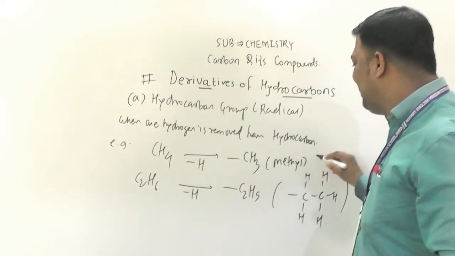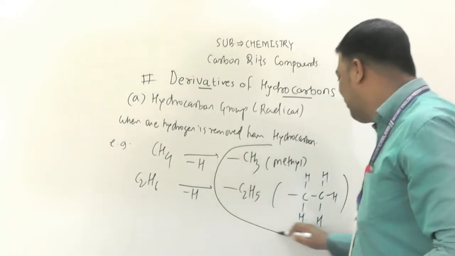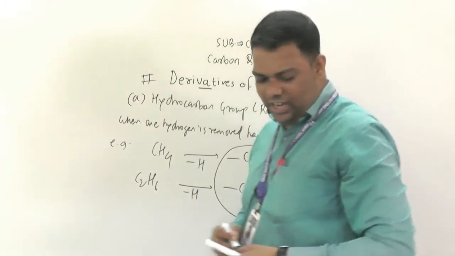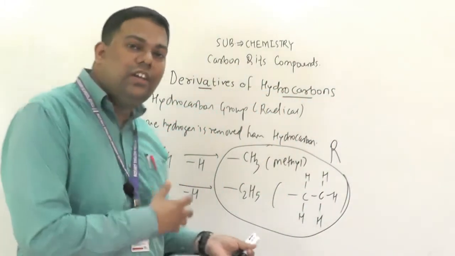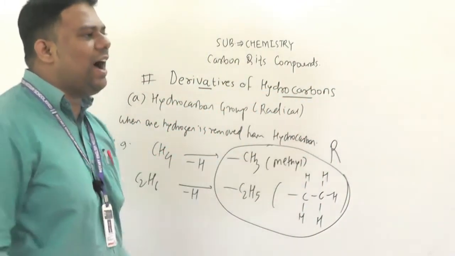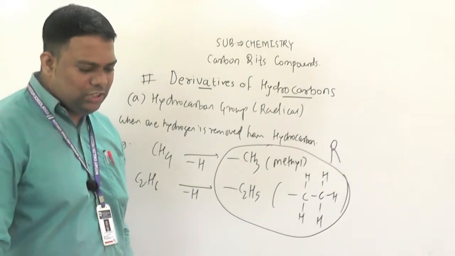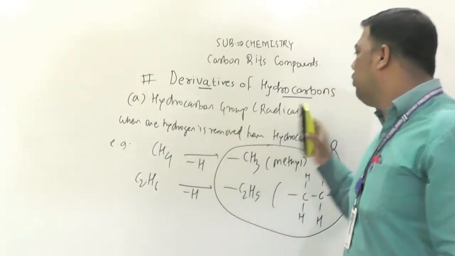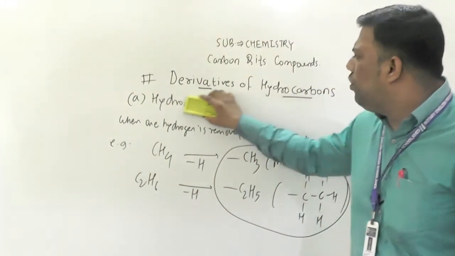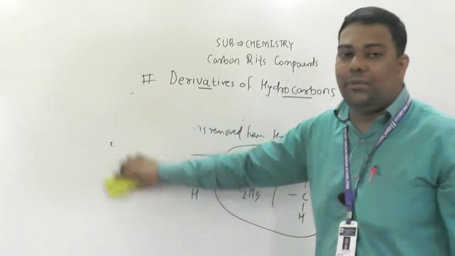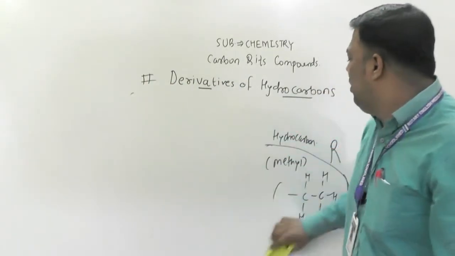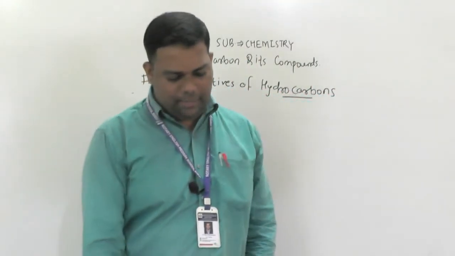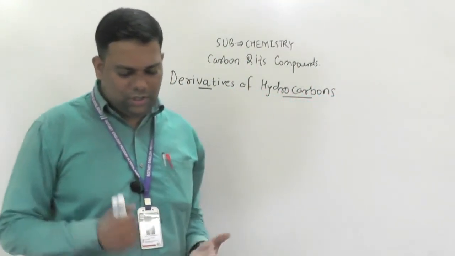Whatever these we are getting, we designate as capital R. It is denoted in organic compounds as capital R. So these are hydrocarbon groups, or radicals. Like that, isopropyl, propyl and butyl groups can also be formed, and we can designate them as capital R.